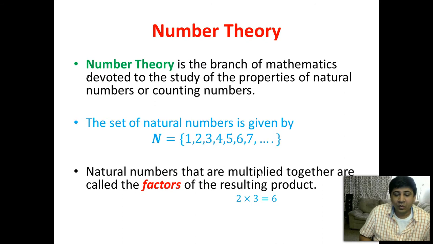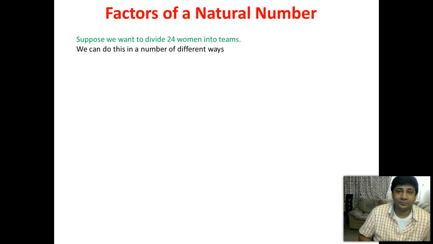Now moving on to the concept of factors. Natural numbers that are multiplied together are called factors of the resulting number. For example, when we multiply 2 and 3, it gives us 6. Now 2 and 3 are called factors of 6.